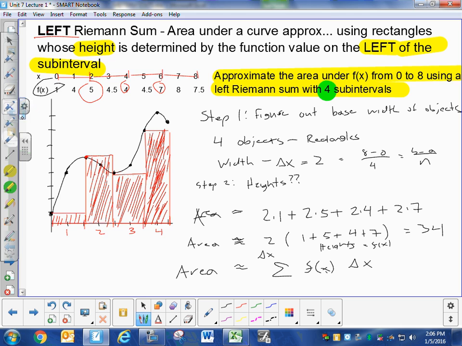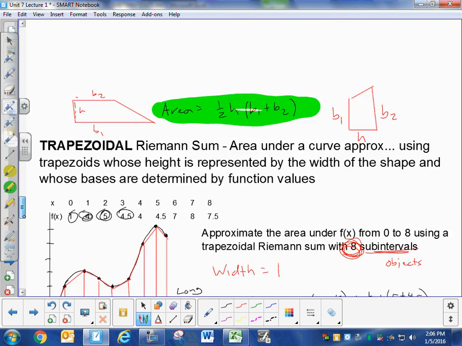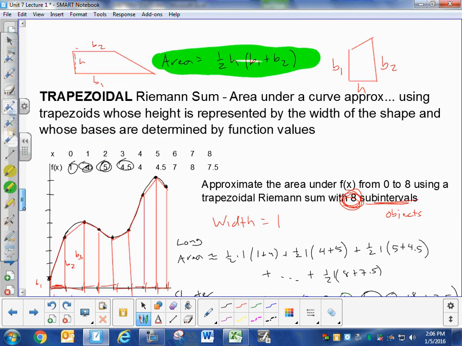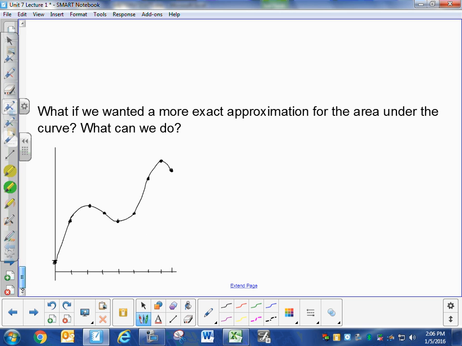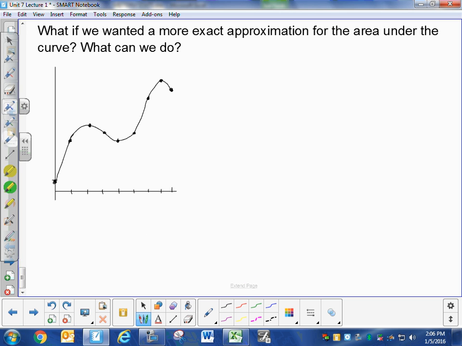So it turns out we're just going to talk about left Riemann sums moving forward to get this exact area. I'm not even going to worry about trapezoids unless I wanted to approximate. Okay? And changing things from approximations to exact values, that's a key to the next step in this class, to find the exact area. If we have this curve and I asked you what if we wanted a more exact approximation for the area under the curve, what can we do? We would say add more objects.